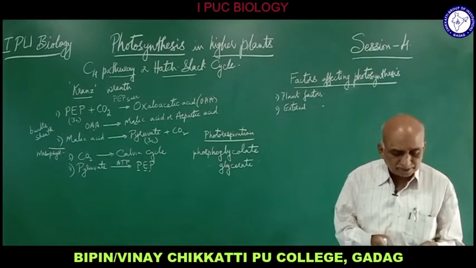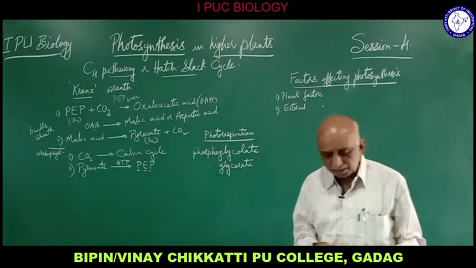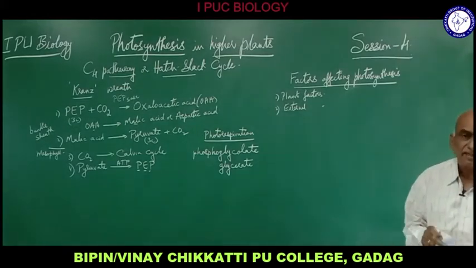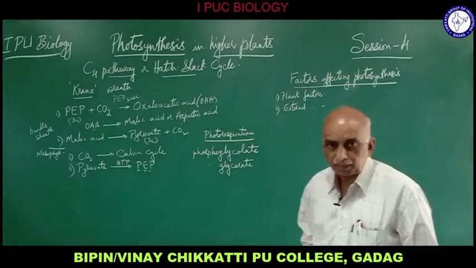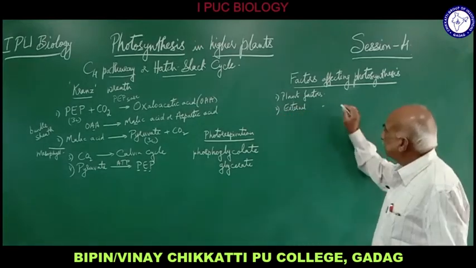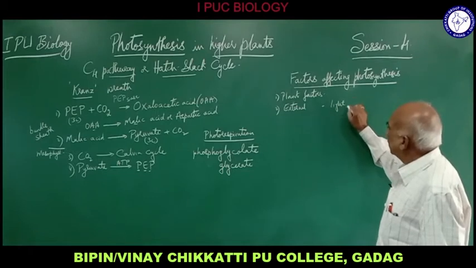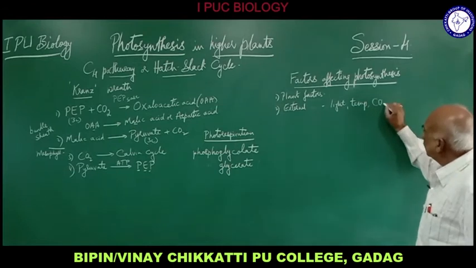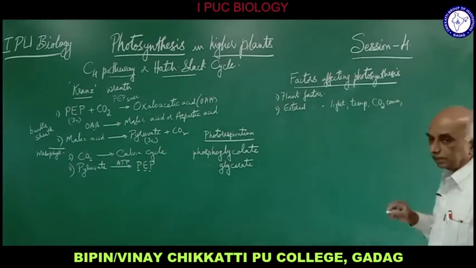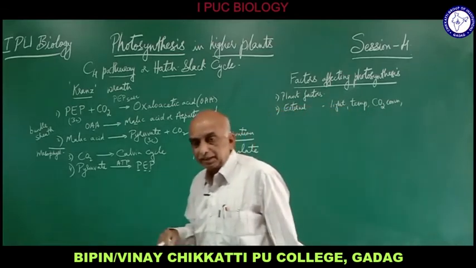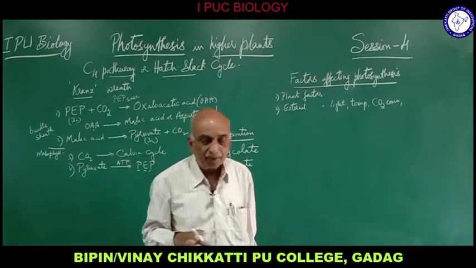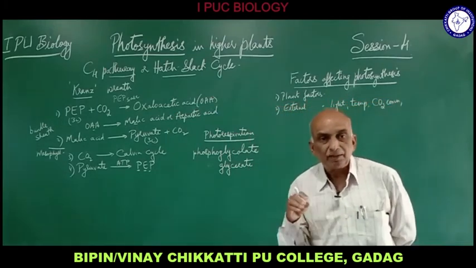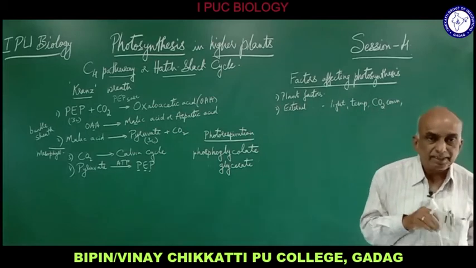Now if you come to the external factors, for example light. Light is one important factor. We know that light is necessary for photosynthesis. Then temperature is another factor. Then CO2 concentration. CO2 concentration is also considered an internal factor, so it is the internal CO2 concentration, the amount of CO2 available inside the leaves, that is important.